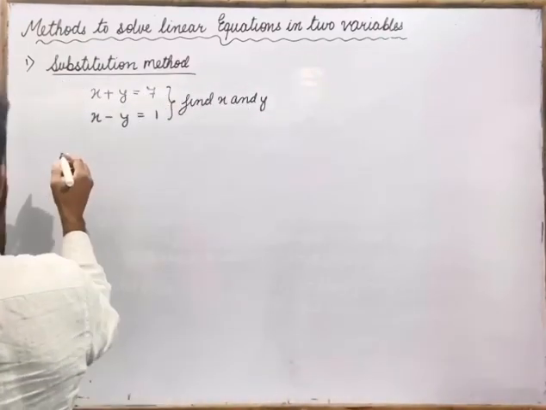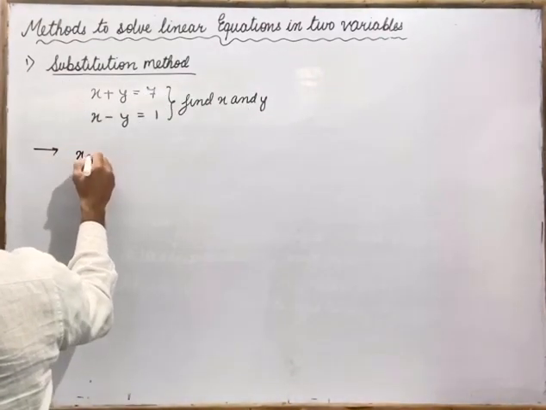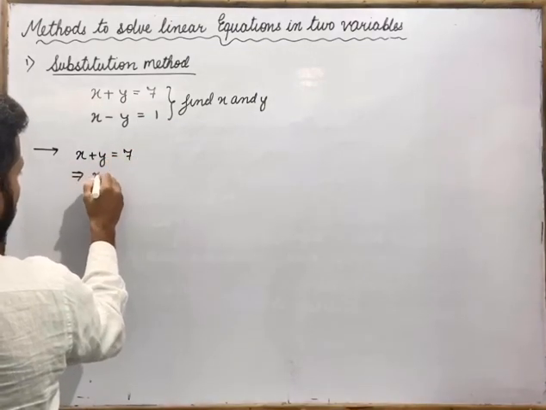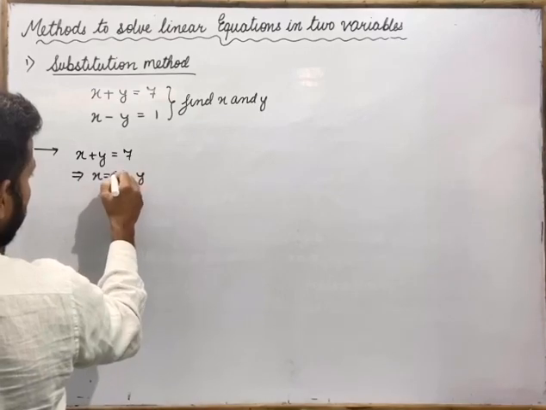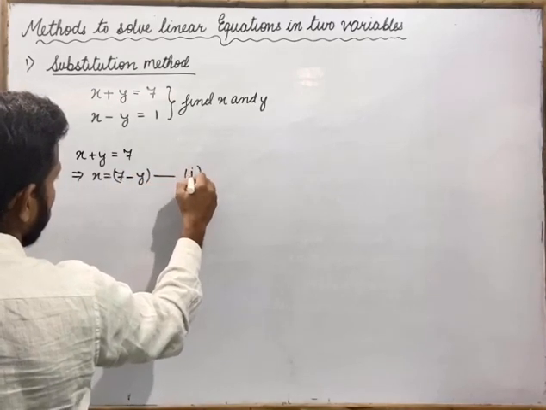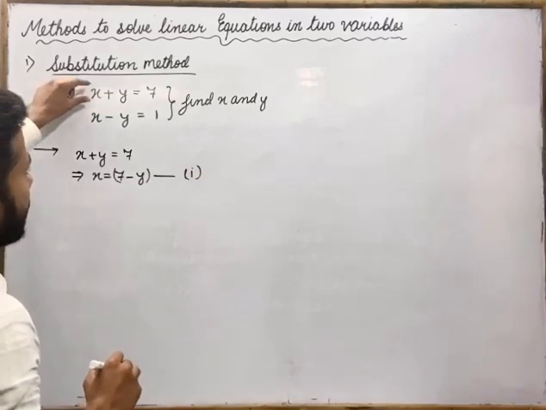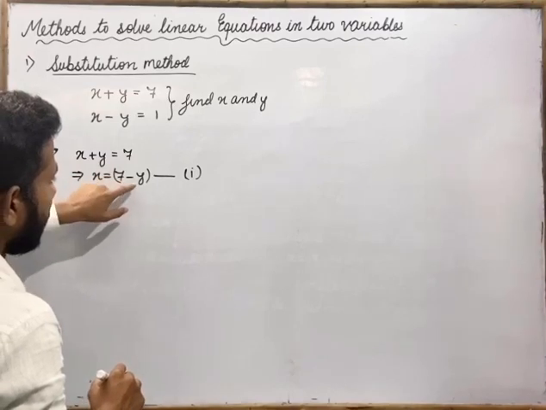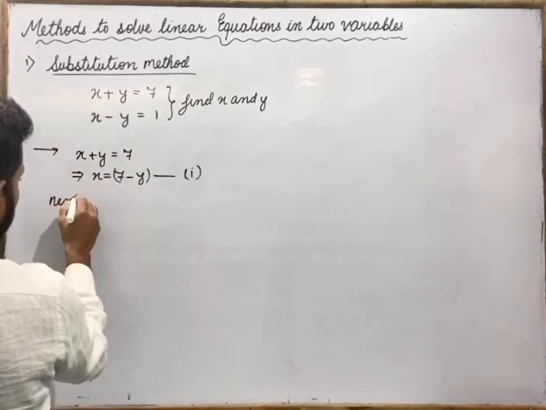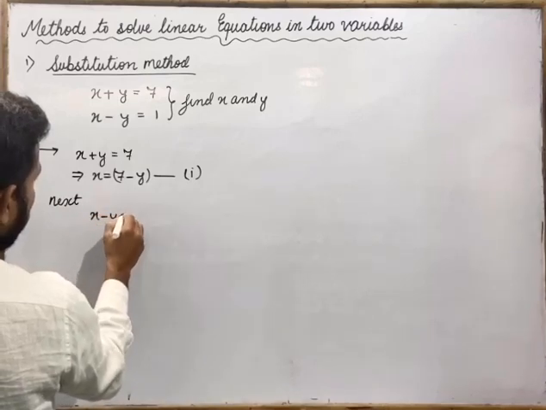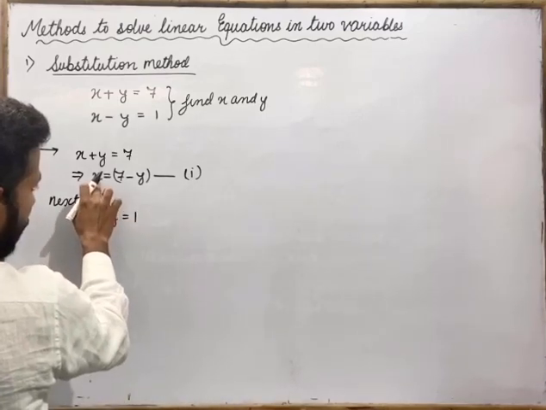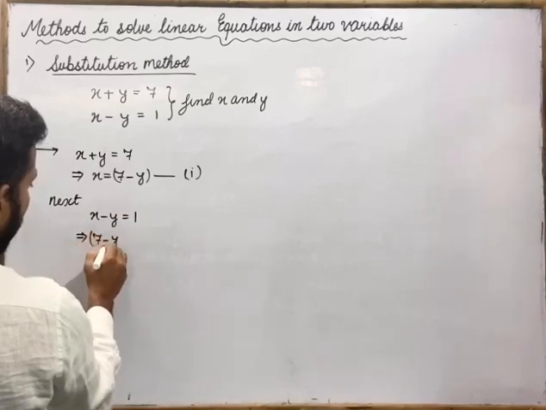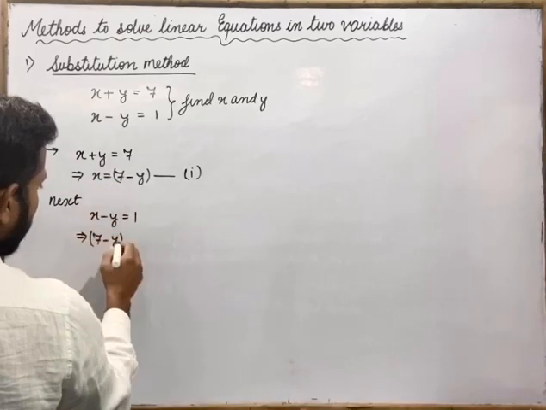For example, let us begin. x plus y equals 7. So from here you can write x equals 7 minus y. This is your first equation. This is how you have transformed it. From the first equation, x plus y equals 7, you have got x equals 7 minus y. Next, the second equation is x minus y equals 1. Now put this value of x in the second equation, that is, substitute the value of x from the first equation in the second equation.